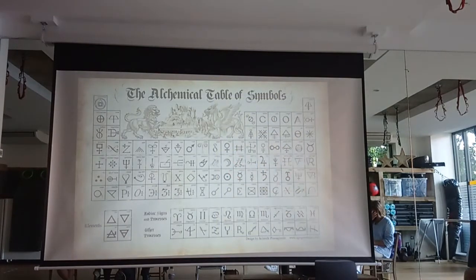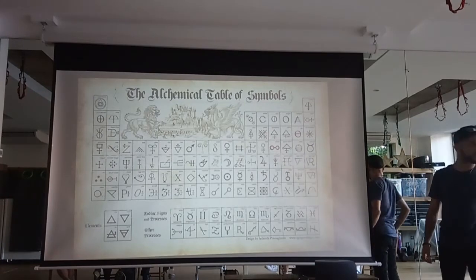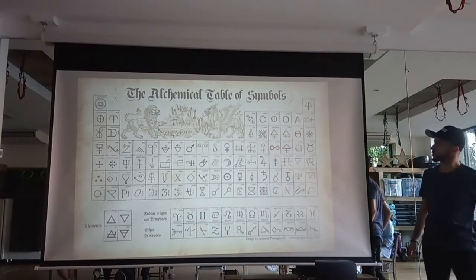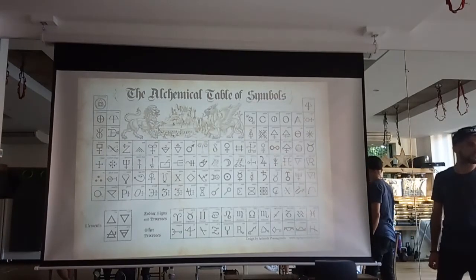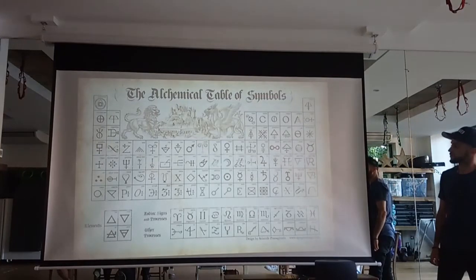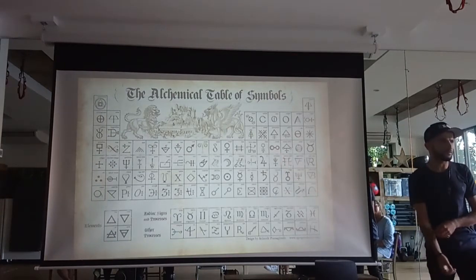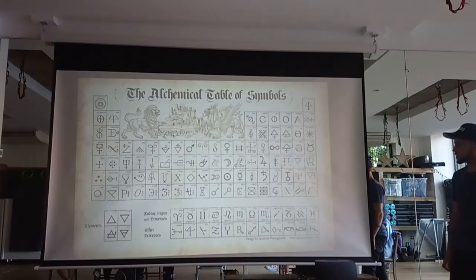So this is the alchemical table of symbols. Just have a cursory glance at some of the symbols on there, and you may find some familiar symbols you may have seen in everyday advertising or corporate logos. I believe the hermetic practices of alchemy have been around for thousands of years, but not many people know exactly the origins of it.